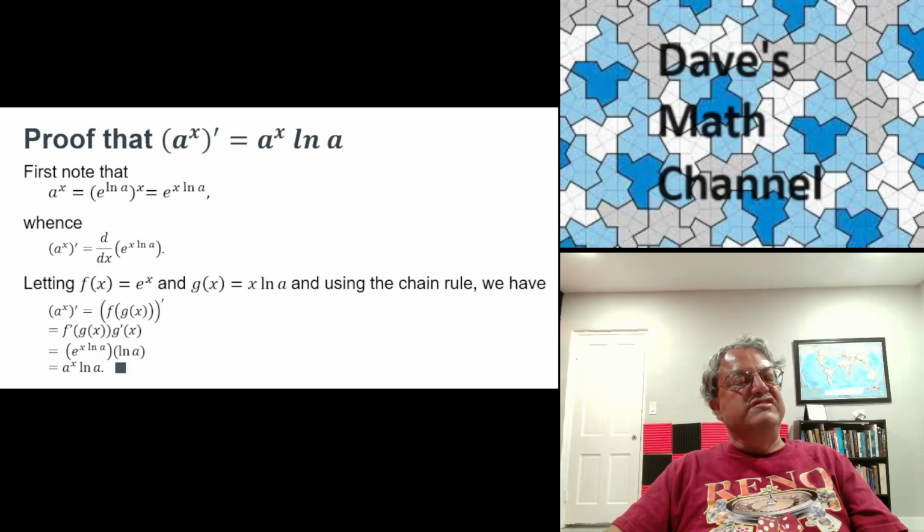So what this is really saying is that every exponential function, I mean, e to the x is special. e to the x is equal to its own derivative. But other exponential functions are almost as nice as that. They're not equal to their own derivative, but they're proportional to their own derivative. The constant of proportionality is just the natural logarithm of the base. So that's another way you can say that. Anyway, it's a nice result.